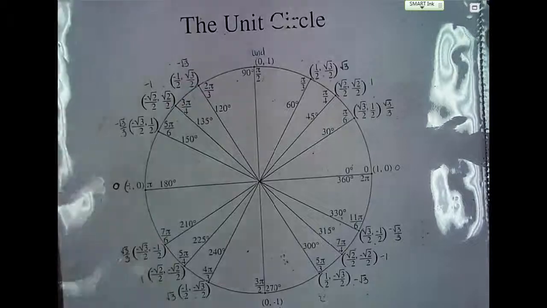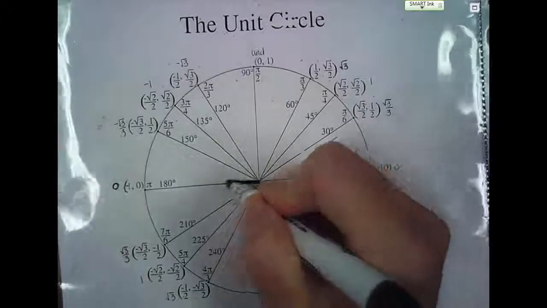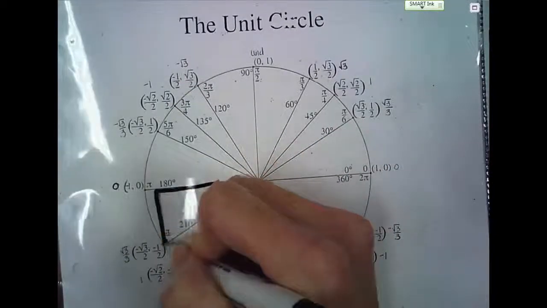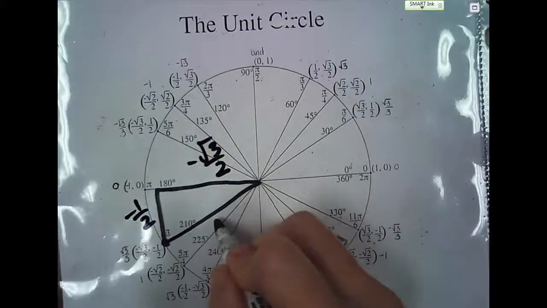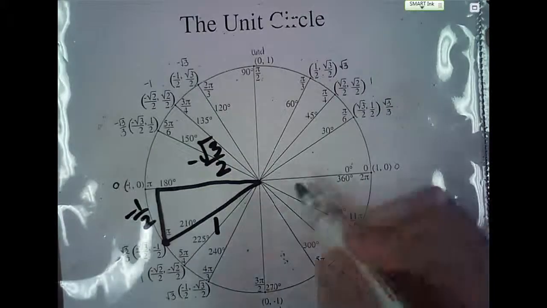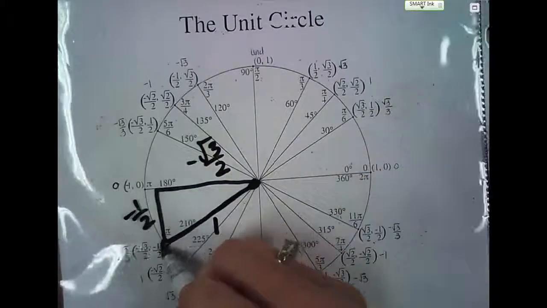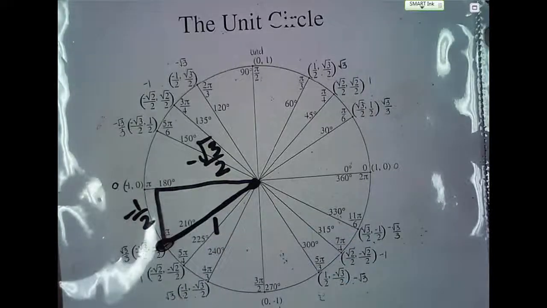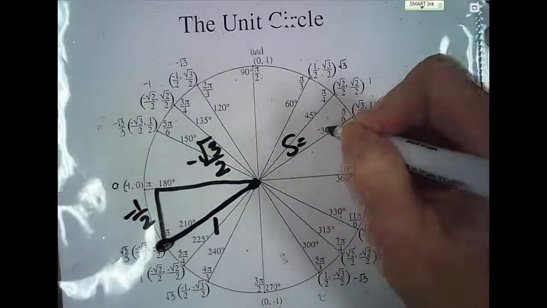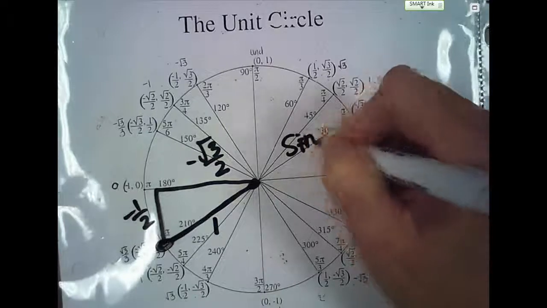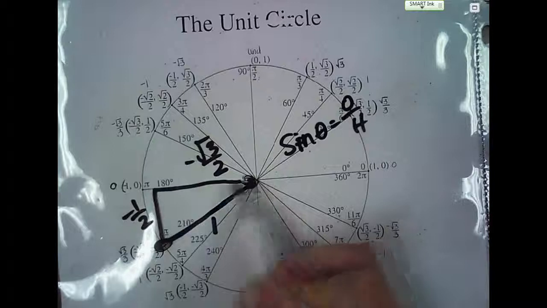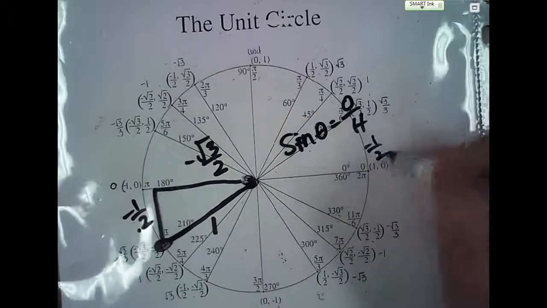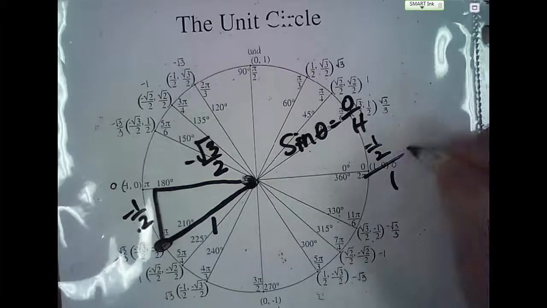So you could build yourself a triangle, but what ends up happening, okay, is we went negative root 3 over 2 is your x, and negative 1/2 is your y, and your hypotenuse is always 1, because that's the radius of the unit circle. So when you do sine of theta equals opposite over hypotenuse, well, look, my opposite would be negative 1/2 over 1, which just stays negative 1/2.